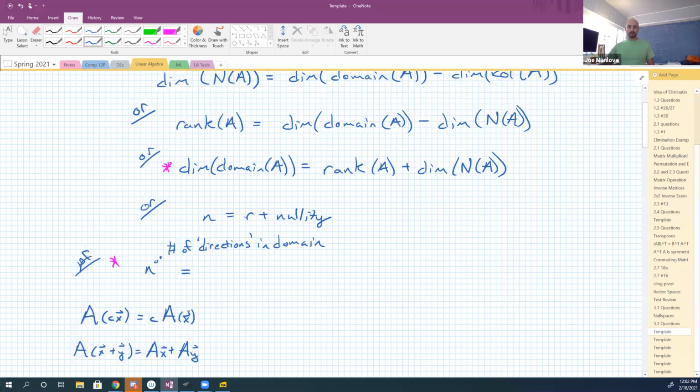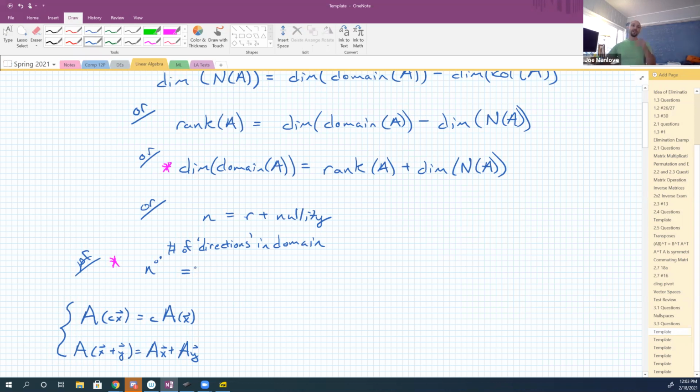You guys with me on those two things? So these two things together are going to tell me that a direction either all goes to 0 or all doesn't go to 0. You guys with me on this? Because these guys look like the subspace things, right? You guys see that?